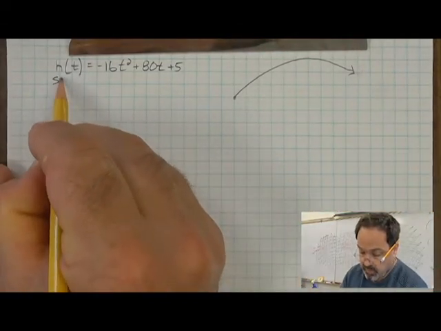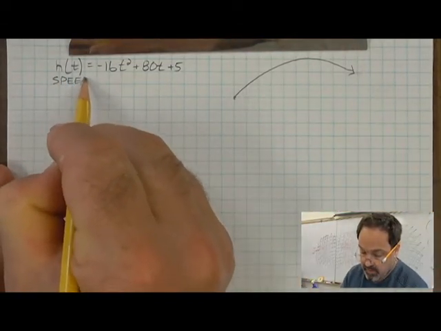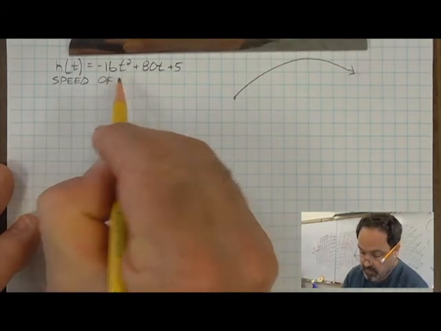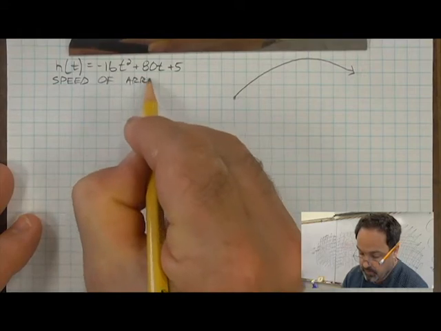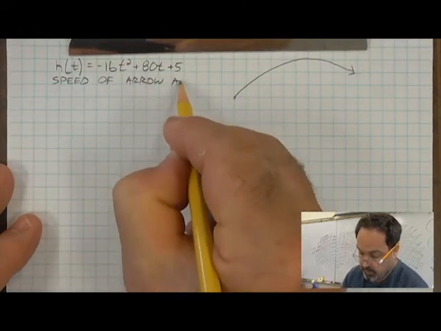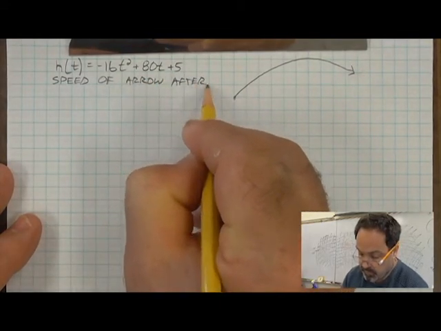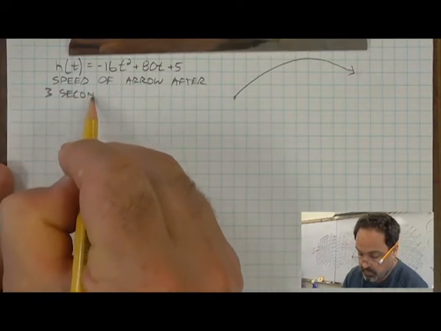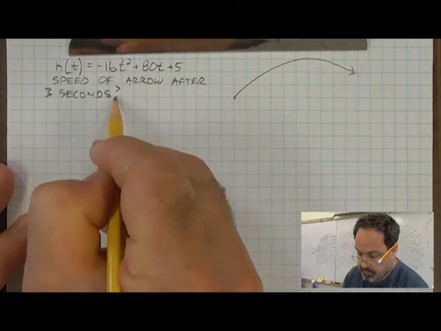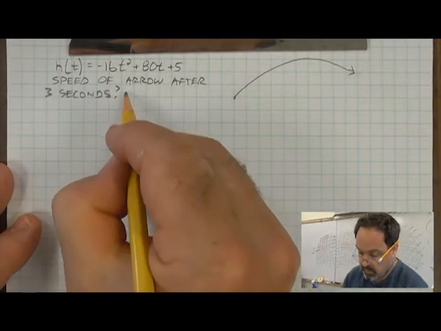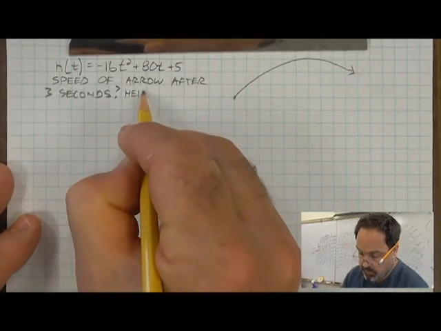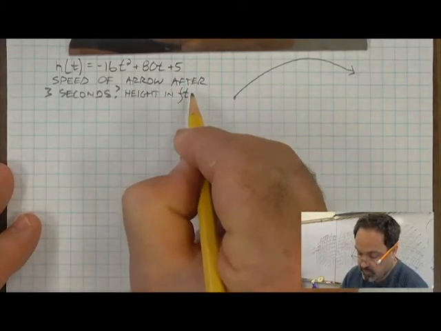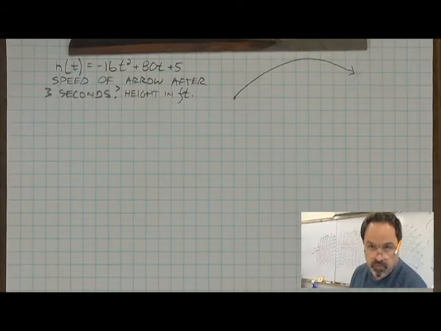One typical question we could ask in this context is what is the speed of the arrow after a certain amount of time, in this case, after 3 seconds. And we're going to state that the height is in feet. We have units for both of our variables.